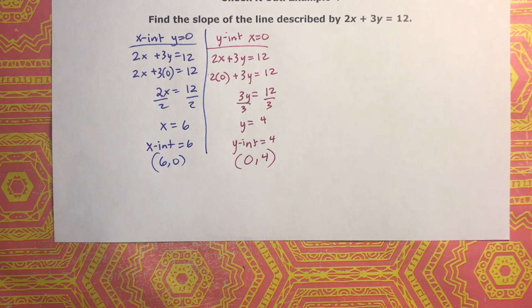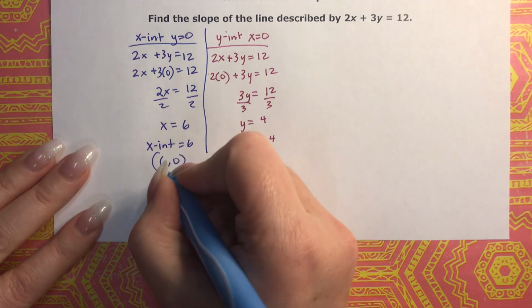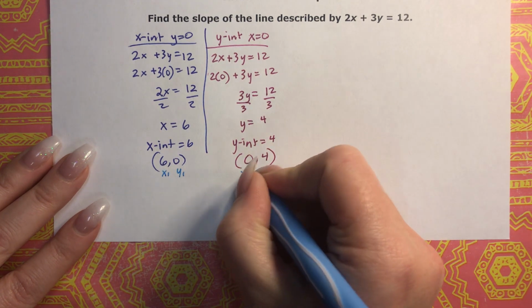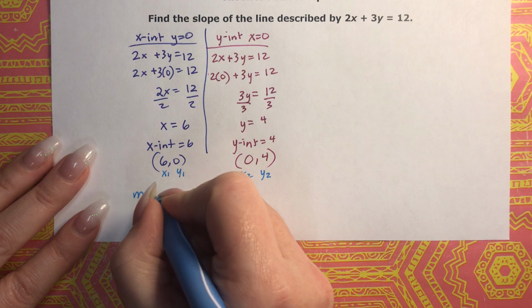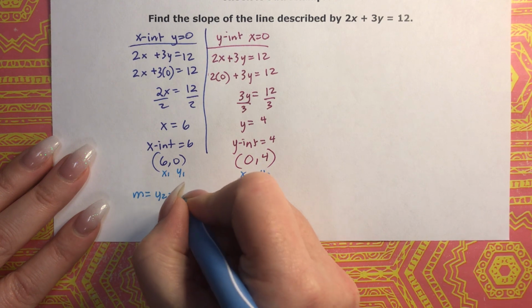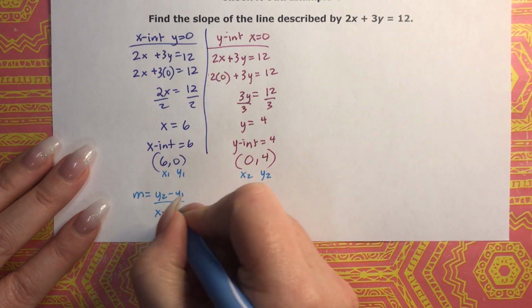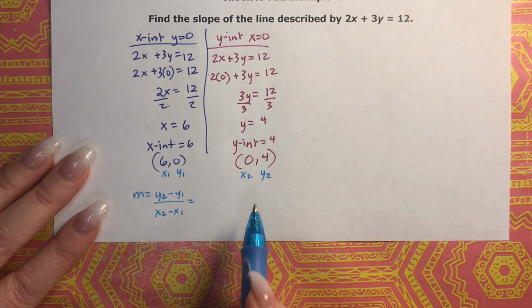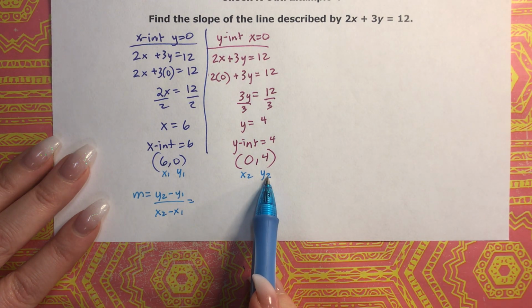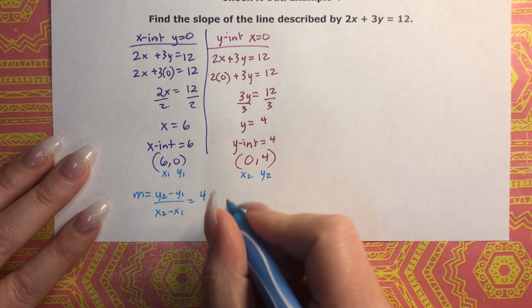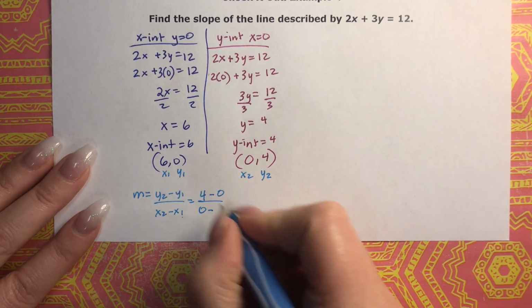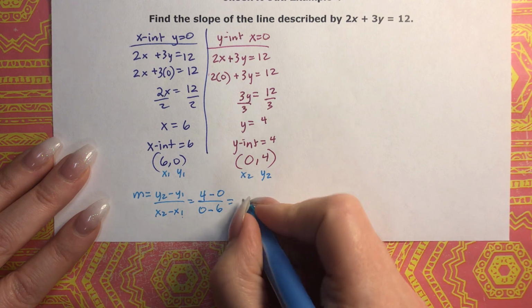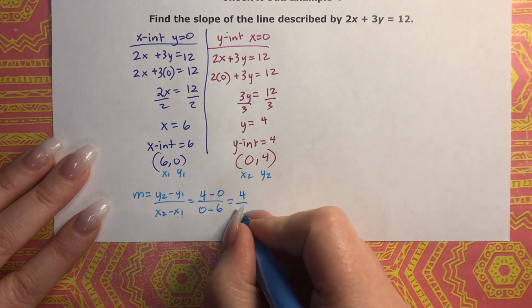We just need to go ahead and use that slope formula. So I'm going to go ahead and define my terms. This is my x1, my y1, my x2, and y2. I'm going to plug them in. My slope formula, m equals y2 minus y1 all over x2 minus x1. I'm going to substitute those values in. 4 goes for y2. 4 minus the y1 is 0, all over my x2 is 0 minus my x1, which is 6, which ends up being 4 over negative 6.